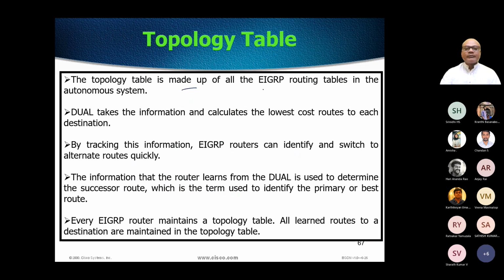In the topology table, made up of EIGRP routing tables, is your autonomous system number. These algorithms take the information and calculate the lowest cost routes to the destination. As you know, the lowest cost is the best route. By tracking the information, an EIGRP router can identify and switch to alternate routes very quickly. Once the metric calculation has been done, it calculates your alternate route too, because this is a very smart protocol and does not depend on only one link. Maybe you are connected to one router and to one more router here. They calculate both, and this one is your successor route, and this will become your feasible successor, which works as your alternate link. If things go down, they can route the traffic this way.